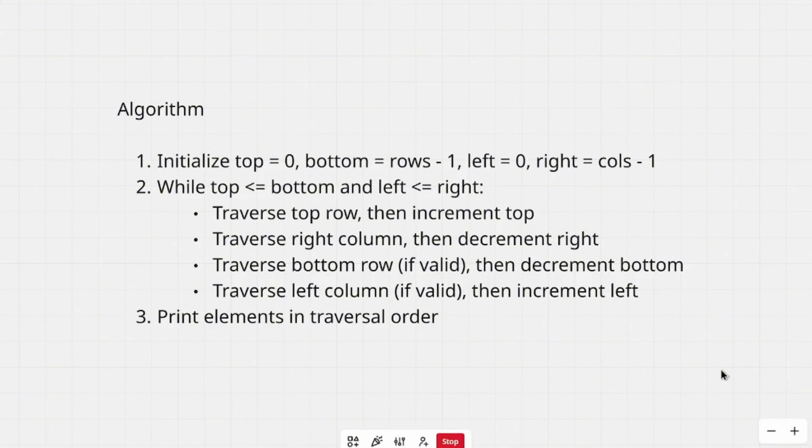So here we are traversing the bottom row. If valid, then decrement the bottom. And next, traverse the left column. If valid, then decrement left. And print the traversal order. So let's see another.